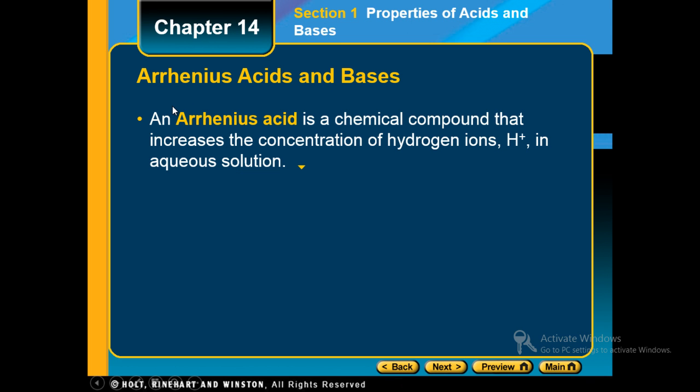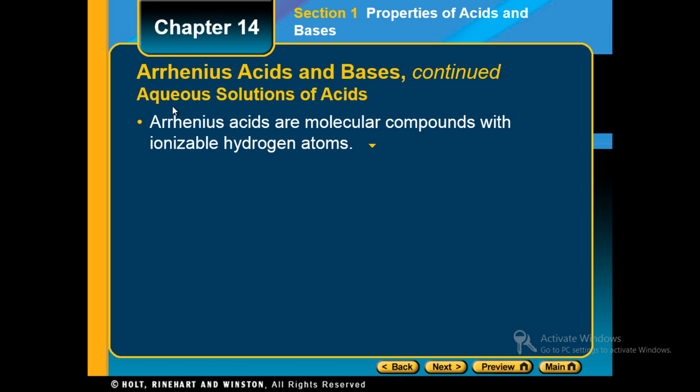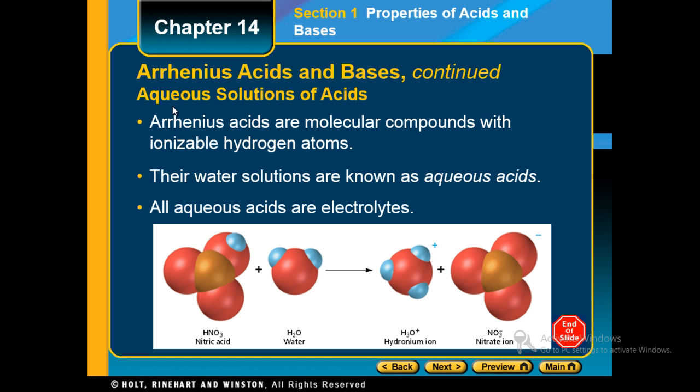An Arrhenius acid is a chemical compound that increases the concentration of hydrogen ion, H positive, in an aqueous solution. And an Arrhenius base is a substance that increases the concentration of hydroxide ions, OH negative, in aqueous solutions. Let's dig deeper. The Arrhenius acids are molecular compounds with ionizable hydrogen atoms. Their water solutions are known as aqueous acids.